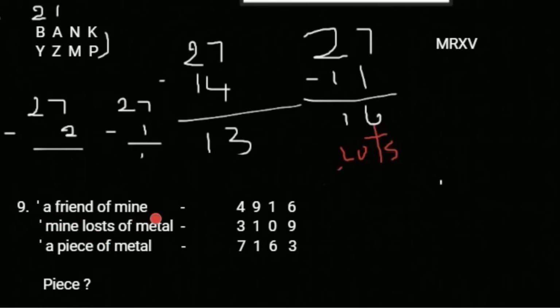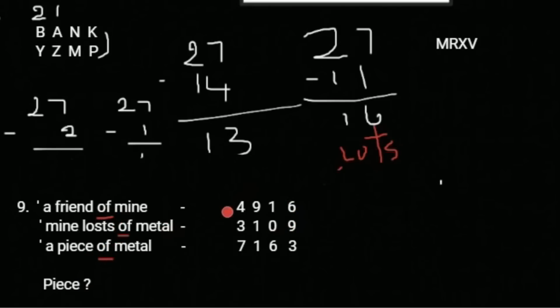A friend of mine. Right. Second line? Mine lost of metal. Third line? A piece of metal. Right. Now which word is common in all these 3 lines? So off. Right. So off is here, off is here, off is here.